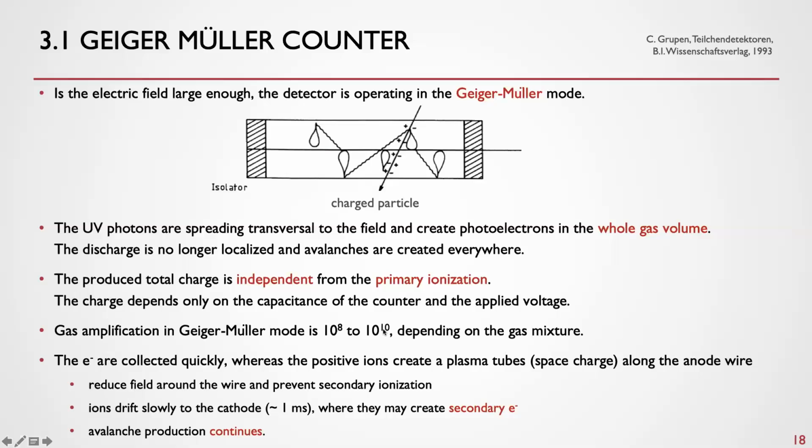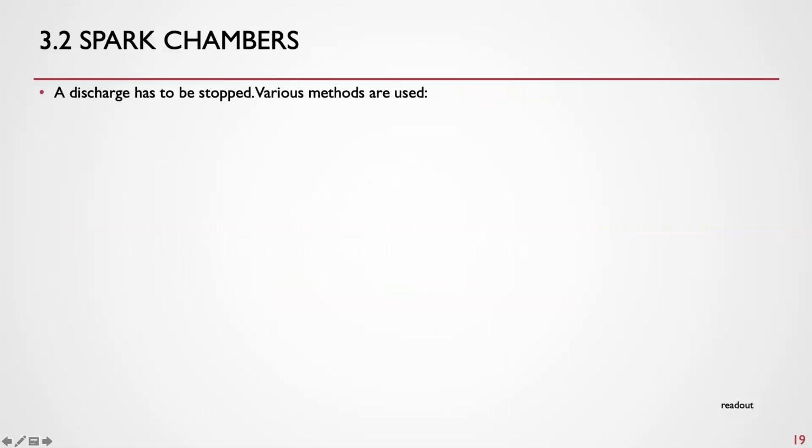So electrons are collected quickly. The ions create the plasma tubes, typically indicated by these bubbles close to the anode wire, and the ion drift is on a millisecond time scale, which is not applicable. This just does not work for typical high energy physics operation. The discharge has to be stopped in all the gaseous detectors.